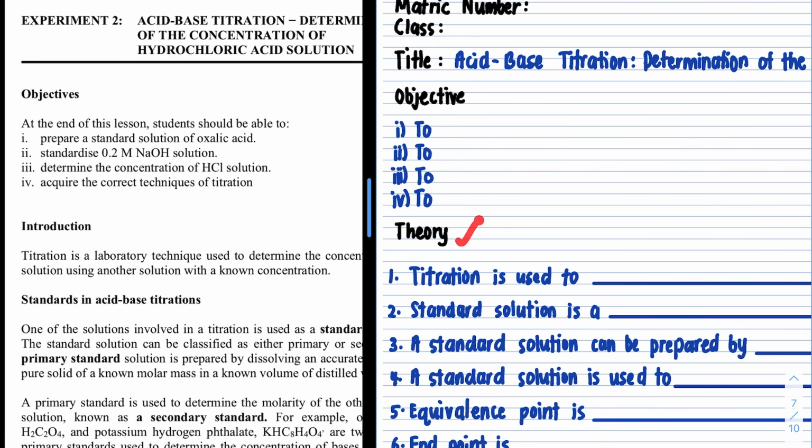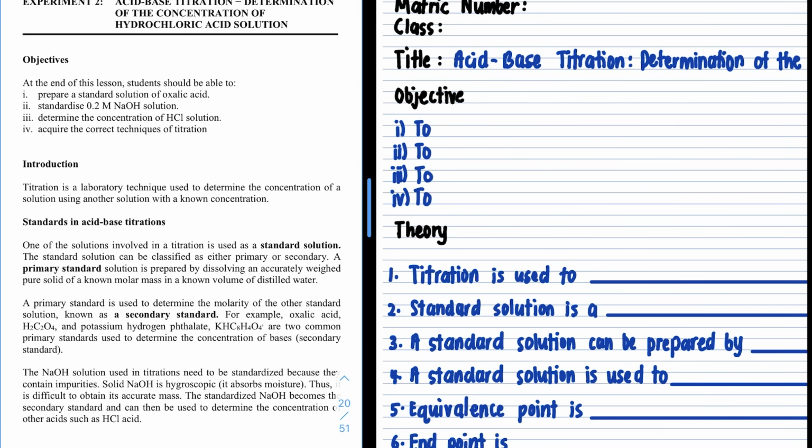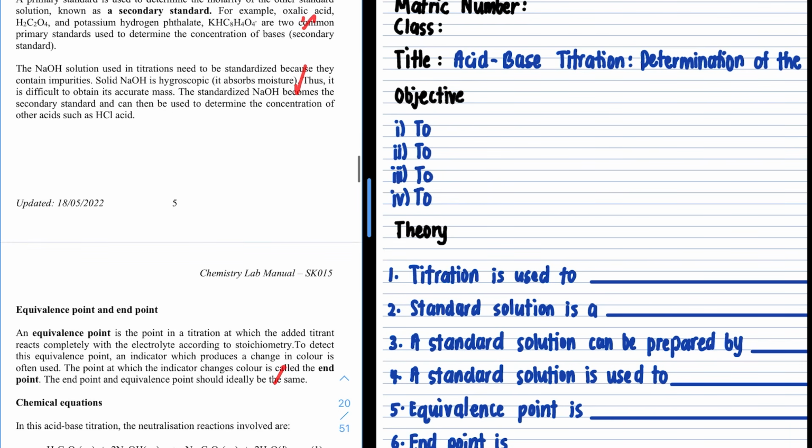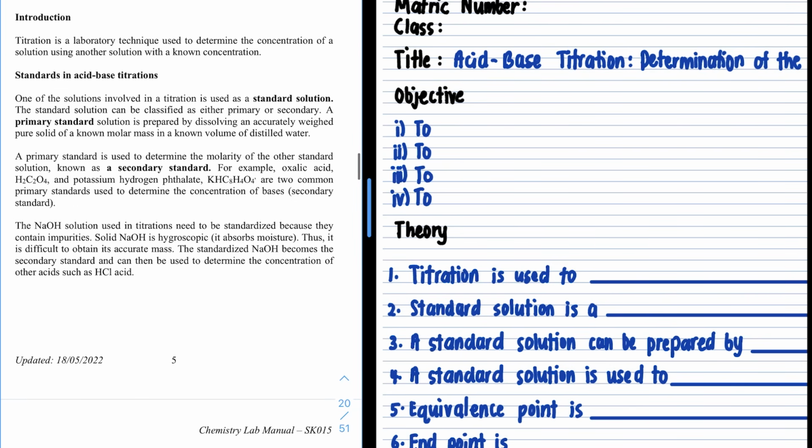Okay, so the theory is based on the introduction in your lab manual. If you look back at the format of the lab report here, for the theory, it mentioned to write concisely in your own words, and draw and label a diagram if necessary. For experiment 1, I asked you to write down all the 2 paragraphs of the introduction in your lab manual. But for experiment 2, it's quite a long one. You have about 6 paragraphs of theory. So what I would like you to do is to summarize it.